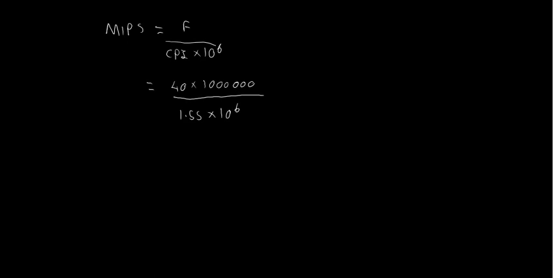Punching this on our calculator, we'll be able to get the result. 10 to the power 6 is 1 million, and that 1 million will cancel with the other one. So we're going to say 4 times 1 million, which will give us 40 million, divided by 1.55 times 10 to the power 6, which gives me a MIPS rate of 25.80645161. So that is our result there.